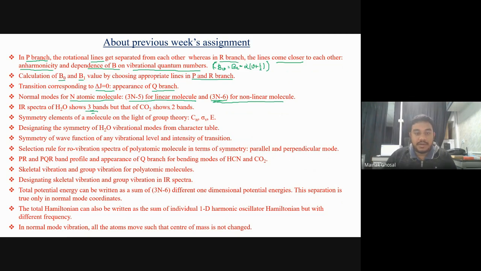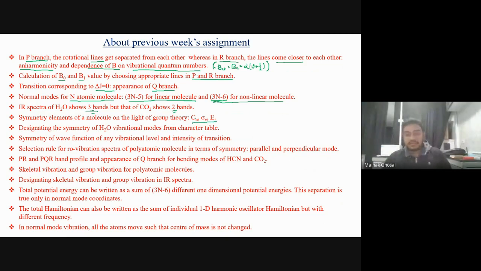But for carbon dioxide, only 2 bands are observed because the 2 bending modes come in exactly the same positions. Okay, and it was discussed. And then the symmetry elements of a molecule in group theory were observed. That is Cn, sigma v, E, etc.